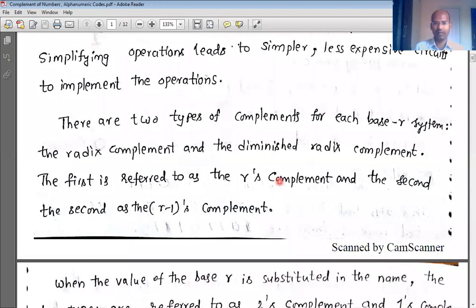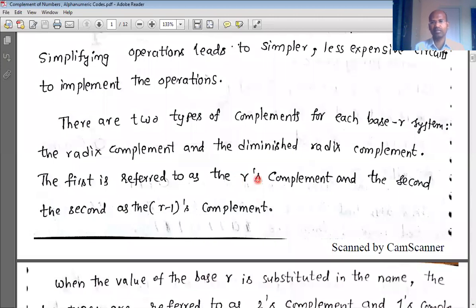In the same way, in the octal system the base is 8. So R becomes 8. So we have two complements: one is 8's complement, other one is 7's complement, 8 minus 1. In the hexadecimal system, what complements do we have? 16's complement.